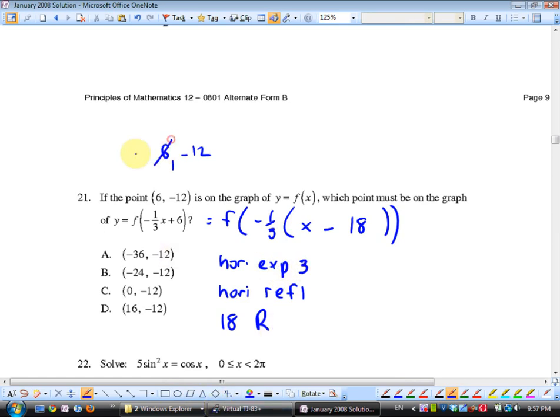So this would become an 18. This would become a negative 18, horizontal reflection. And then 18 right, that would become a 0. There's my correct answer. Good gosh.